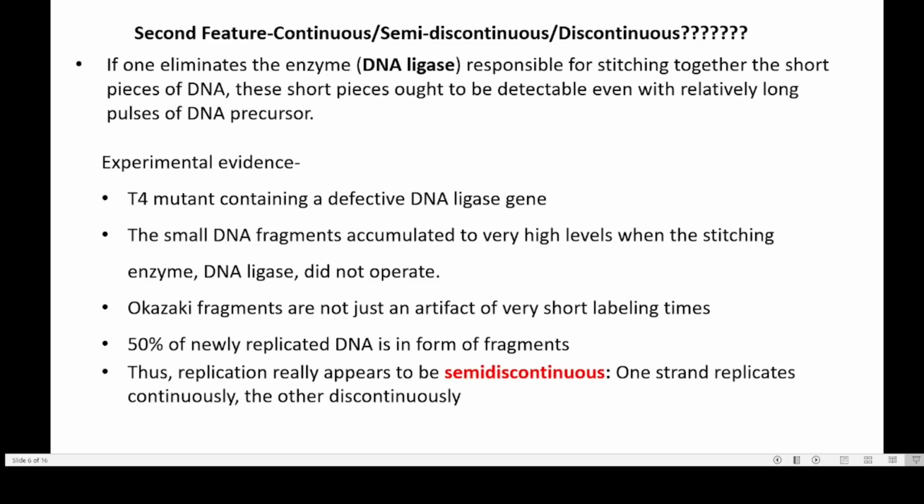Thus, replication really appears to be semi-discontinuous. One strand replicates continuously, whereas the other strand replicates discontinuously.